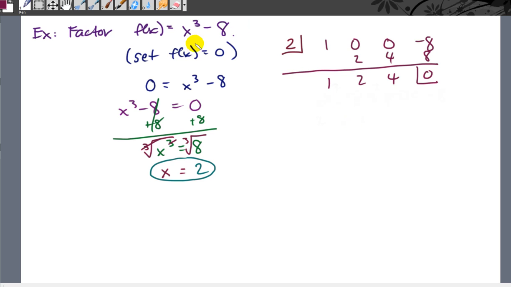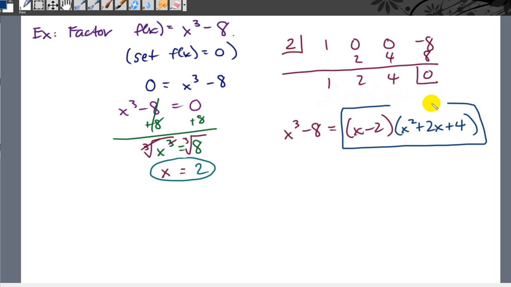So if we factor this expression, x cubed minus 8 is the same thing as x minus 2, and then we have this expression here, 1x squared plus 2x plus 4. So we have x squared plus 2x plus 4. Okay? And this is how that factors. Next, I'm going to show you another type of example.